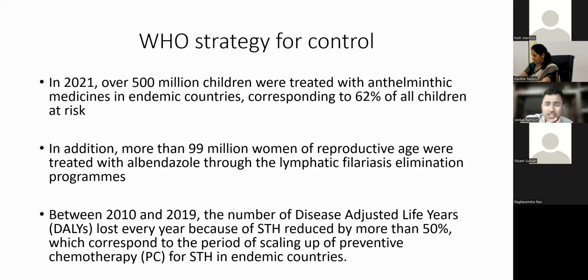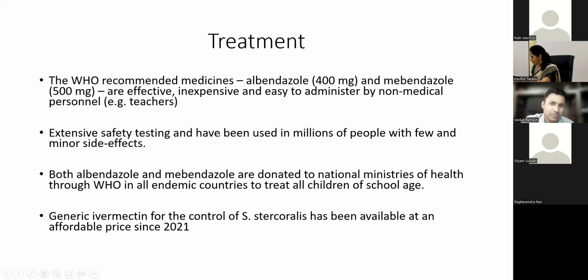So the WHO strategy for control, if you see in 2021, 62% of all children at risk, about 500 million children, were treated with anti-helminthic medicines. Even 99 million women of reproductive age group were treated. And we have seen some progress in the last decade by reducing the DALYs by more than 50% between 2010 and 2019.